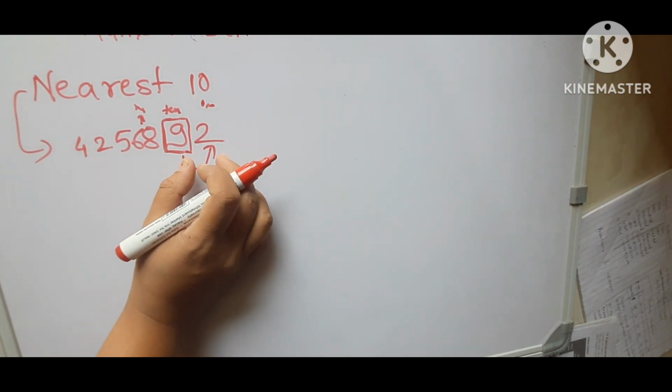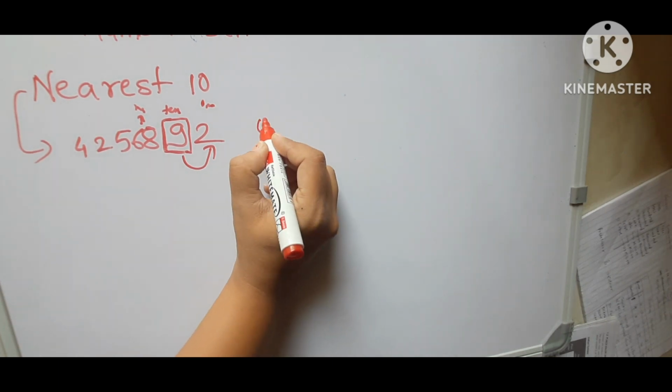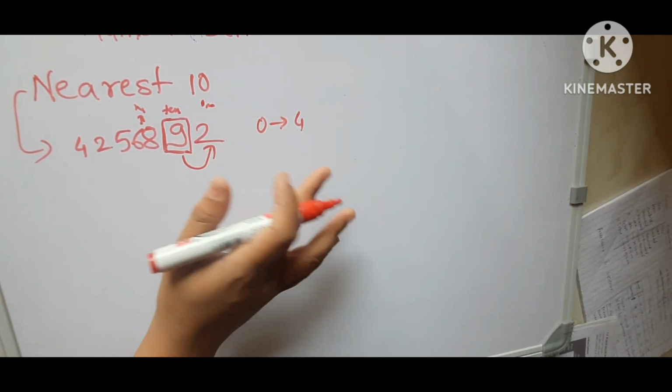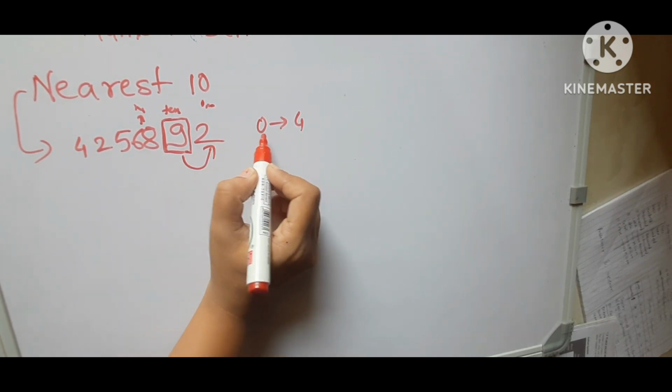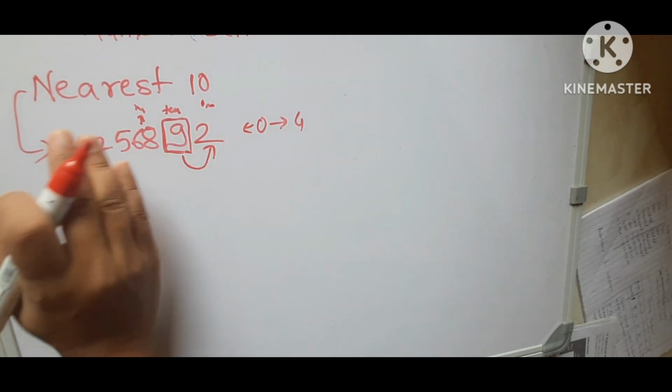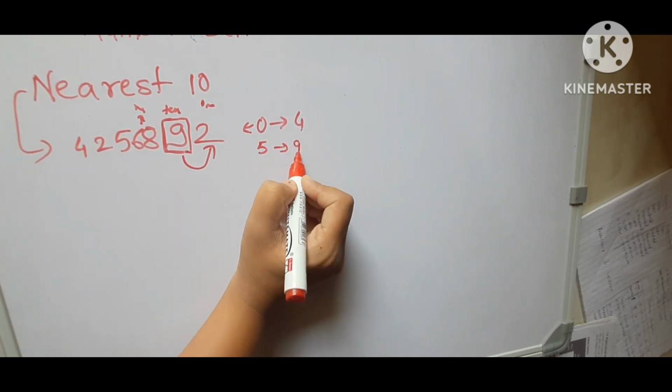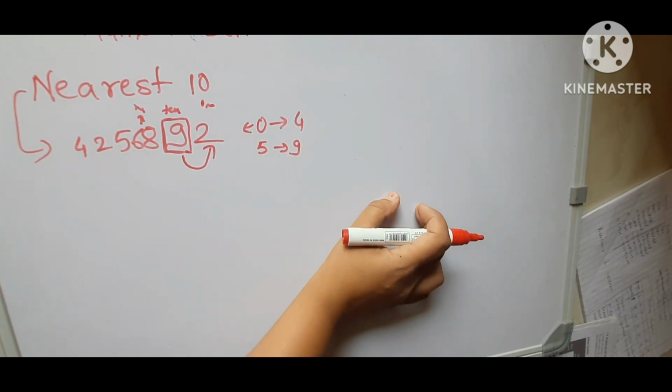If the unit number here is between 0 to 4, obviously it won't come 0, but I'm just taking an example, then we convert it into the nearest lower part. If it is between 5 to 9, we convert it to the nearest upper part.